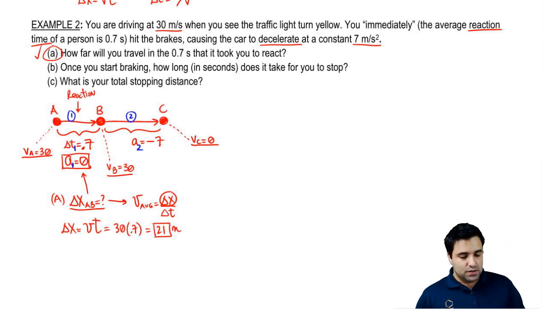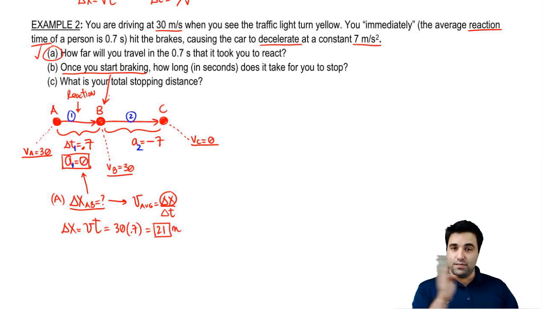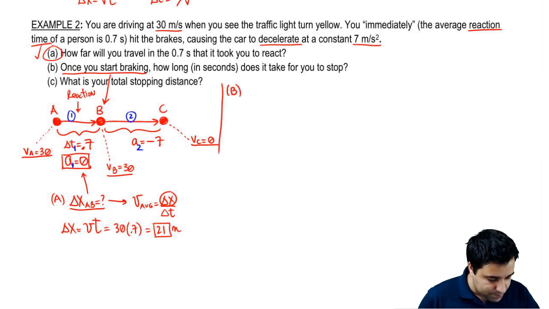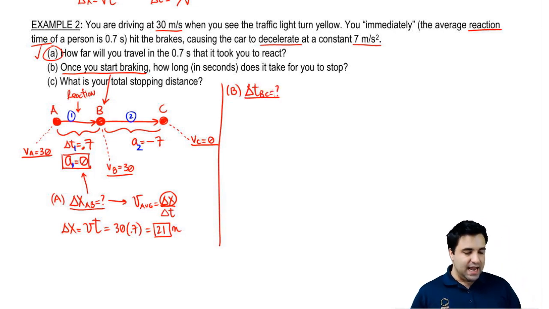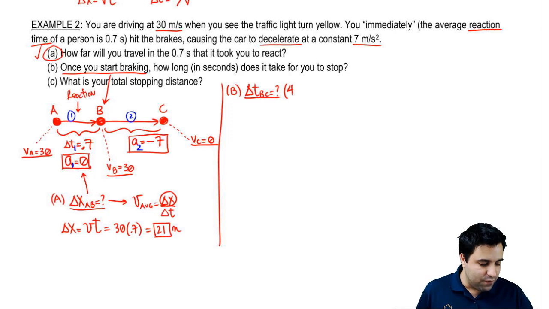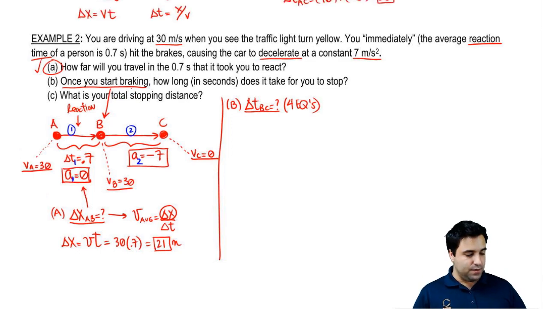Okay, we got that. So then it says, once you start braking, how long in seconds does it take for you to stop? Once you start braking means B. So how long does it take you to stop from there forward is the time from B to C. So part B is asking us, what is the delta t for that second interval? And how do you find the number? You write an equation. So I have to pick an equation. For this second part, the acceleration is not 0, so I can have as many as 4 equations to pick from, right? And they are up here.